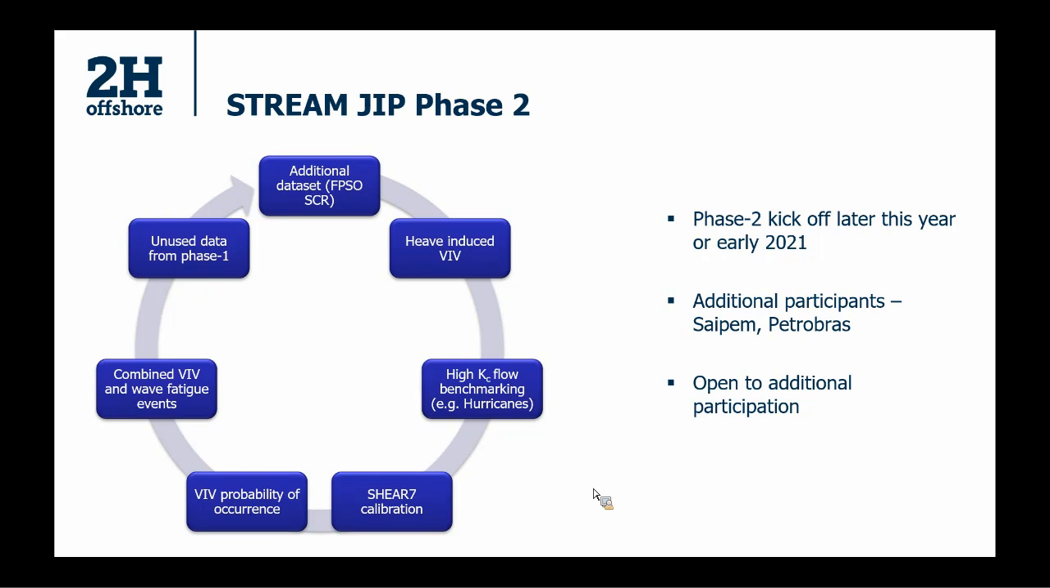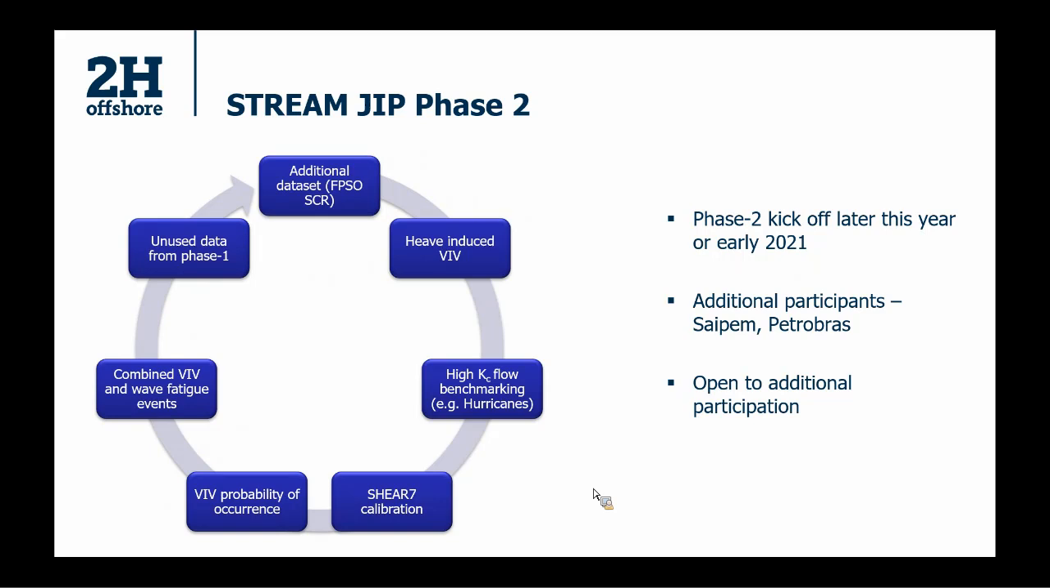Then also we're going to do VIV probability of occurrence. So basically, whenever you give a current to Shear 7, if it satisfies the Strouhal formula, it's going to give you a fatigue damage. It's a software. But in reality, sometimes VIV doesn't occur even if the currents are high enough to cause VIV as per the Strouhal equation. So that is something we want to explore. Can we quantify this VIV probability of occurrence and use it in our calculations?